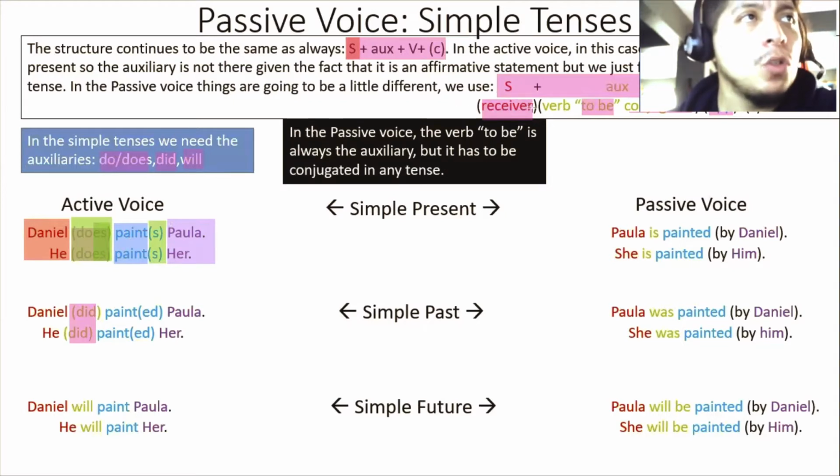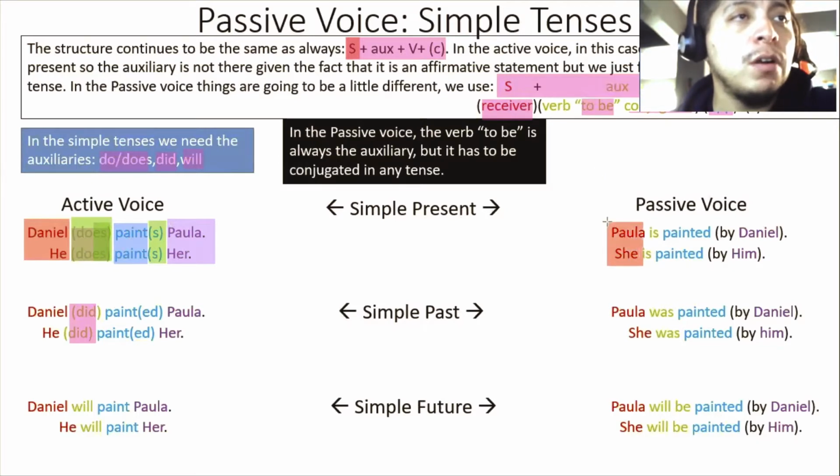In the passive voice, we need again a subject, but the subject is not going to be the doer of the action. It's going to be the receiver of the action. The receiver of the action is Paula. Do you remember? She is the one receiving the paint. So in the passive voice, she's the subject. Because Paula is the subject, when we want to replace her with a pronoun, we need the personal pronoun. She, not her. We're not gonna use her, we're gonna use she, because she's the subject. So we change that part.